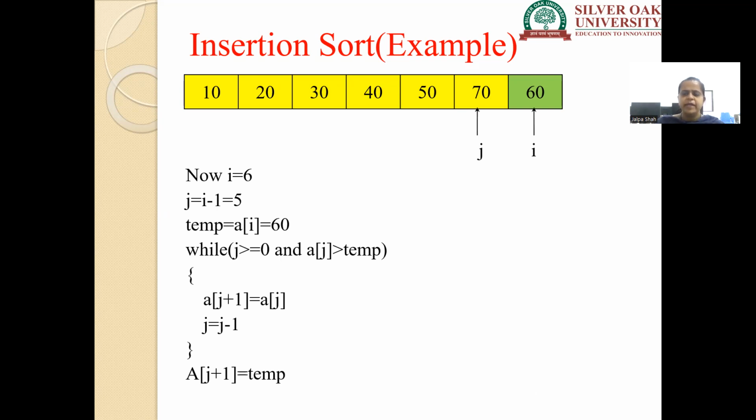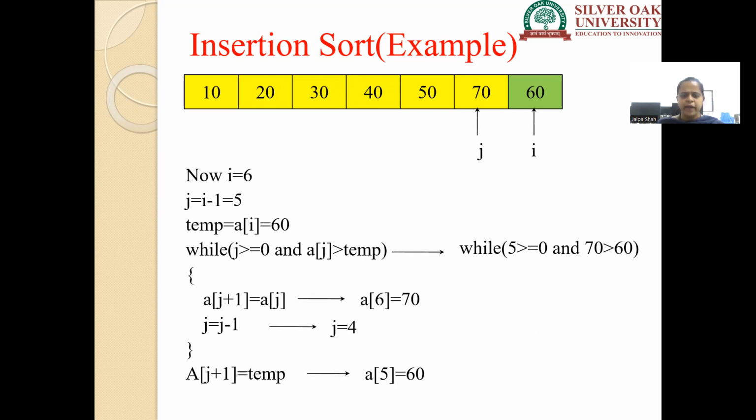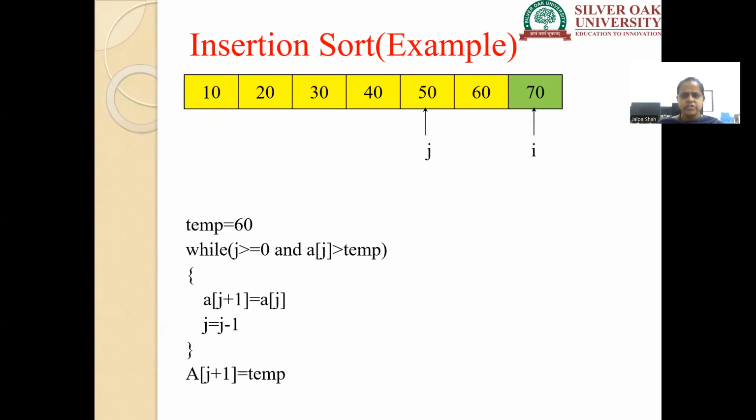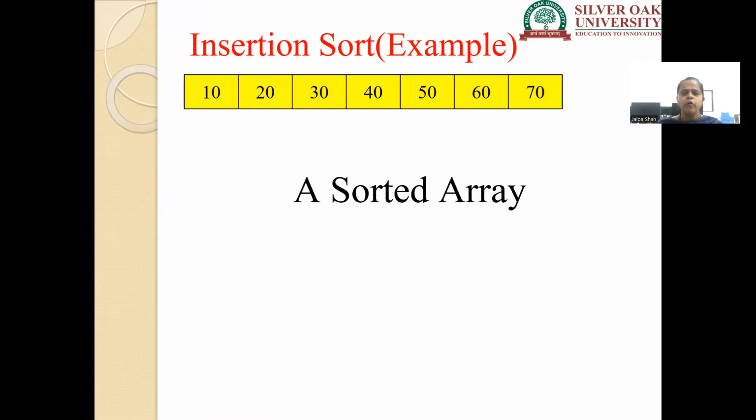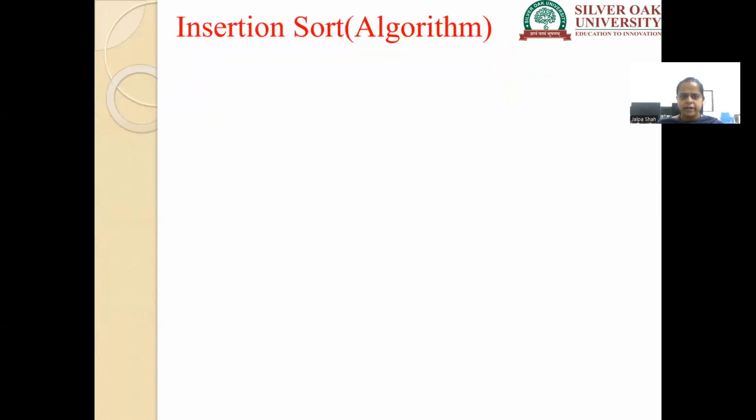Now your I pointer will be incremented. So 60 will be in an unsorted zone, whereas all other remaining data will be in a sorted zone. So now while 5 is greater than or equal to 0 and 70 is greater than 60, you can see a of 6 equals 70, j equals 4 and a of 5 equals 60. Now your j will be decremented. So while 4 is greater than or equal to 0 and 50 is greater than 60, the condition will become false. So it will stop decrementing. So here you can see that your whole array is going to be sorted.